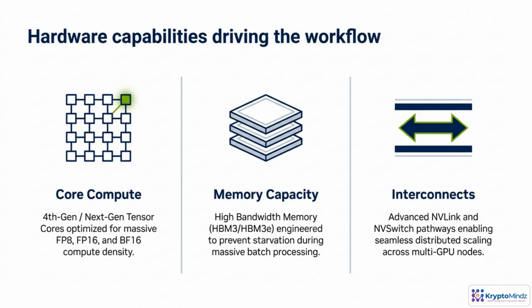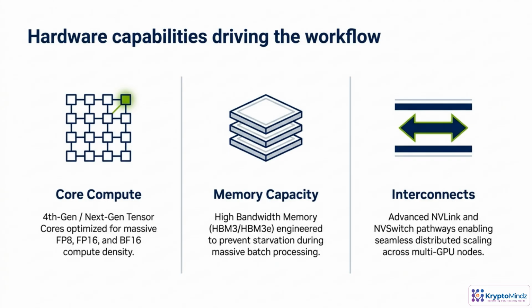Three hardware pillars really drive deep learning performance on modern accelerators. First is core compute. Tensor or matrix units that crunch FP8, FP16, BF16, or FP32 operations at massive throughput. This determines how many training steps you can complete per second.